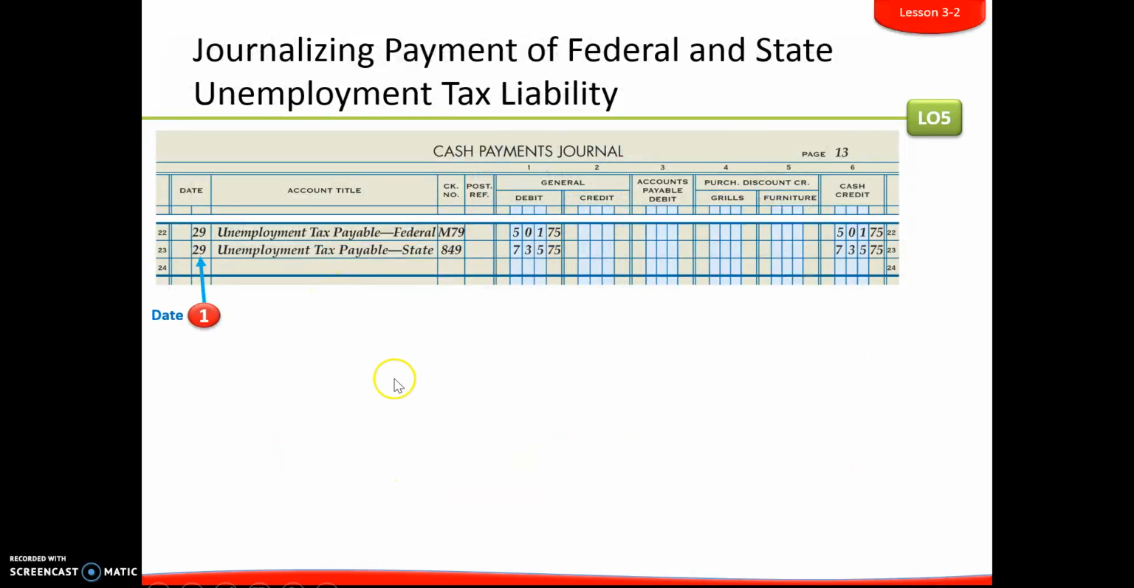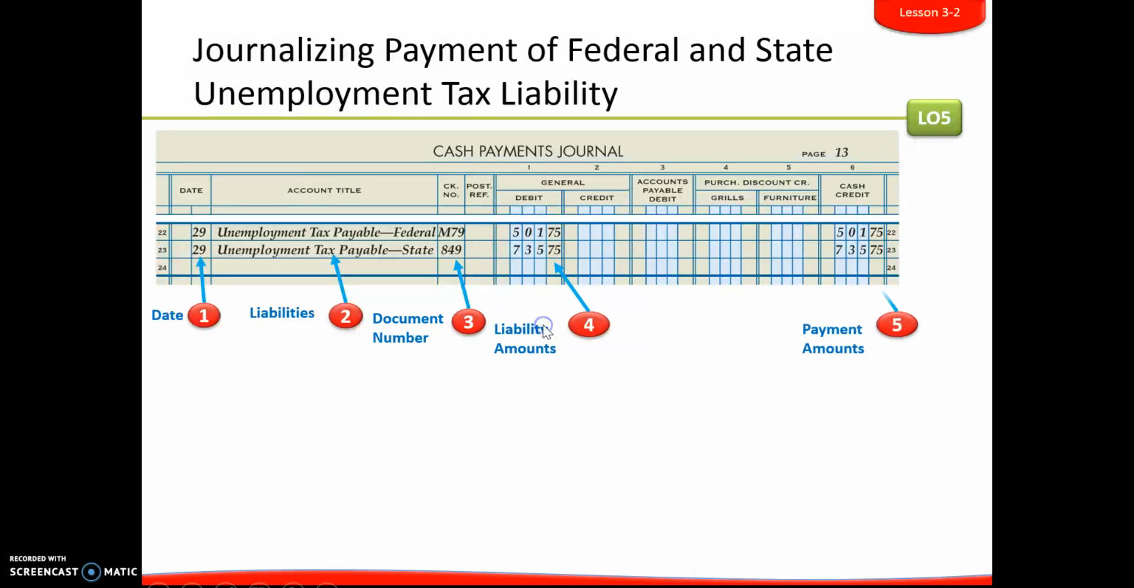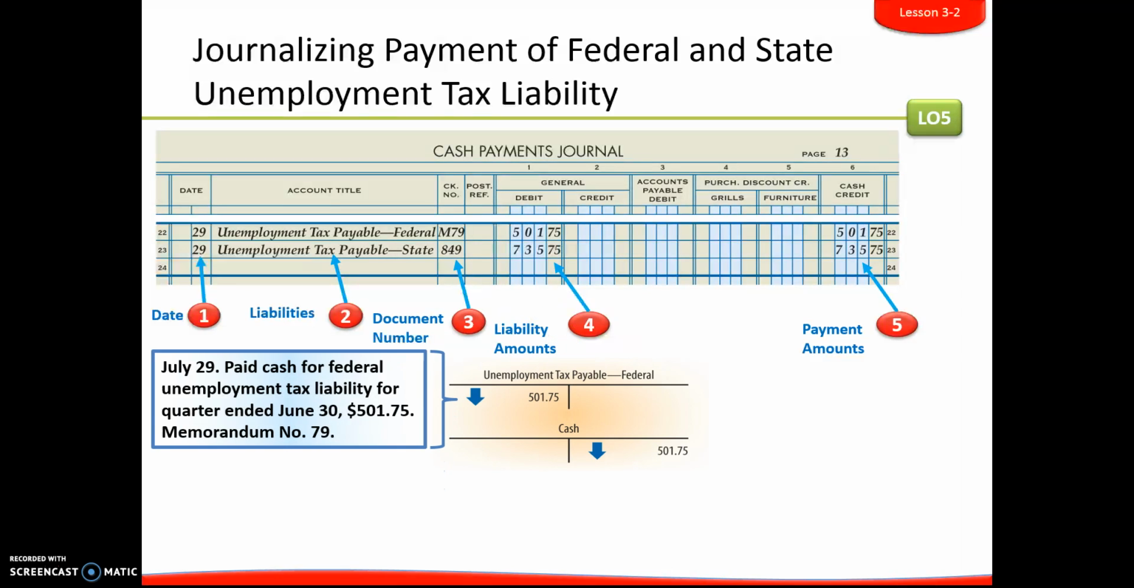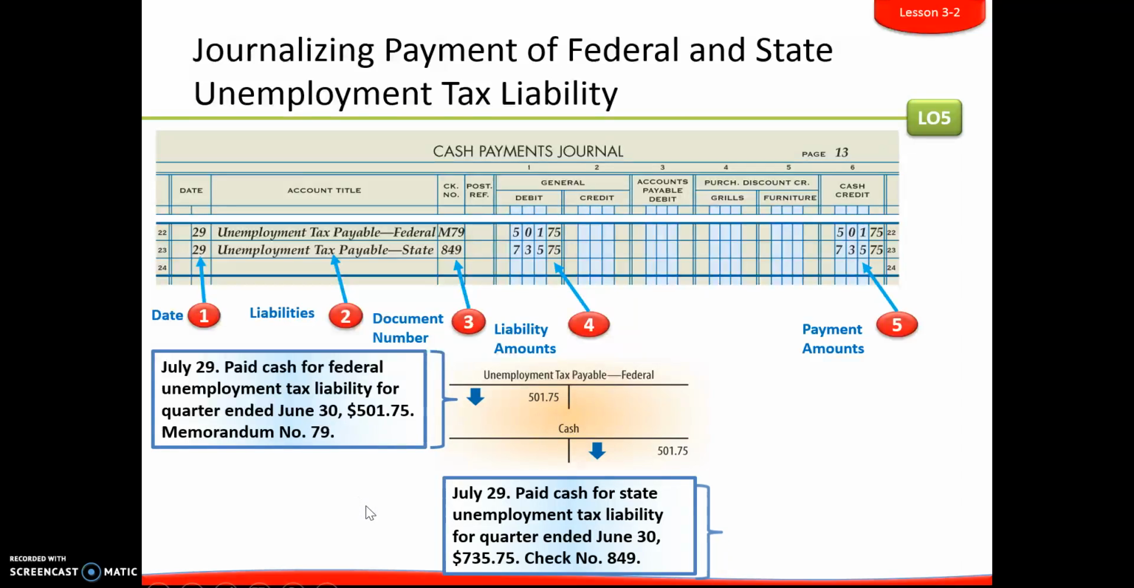And then, of course, FUTA and SUTA. FUTA and SUTA are normally paid on the last day of the month. And so here you can see we have FUTA and SUTA being paid off. Of course, because they're being paid, they go in the cash payments journal. And like I said, they're usually paid close to the last day of the month, which July has 31 days. So they're paying them on the 29th, which is A-OK.